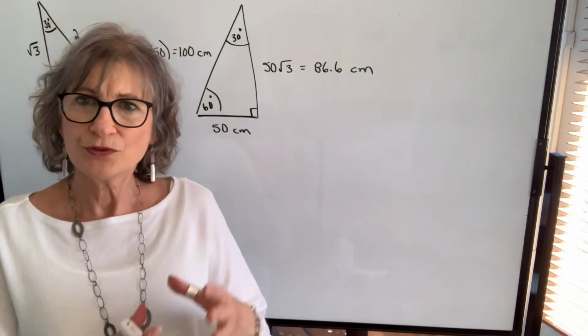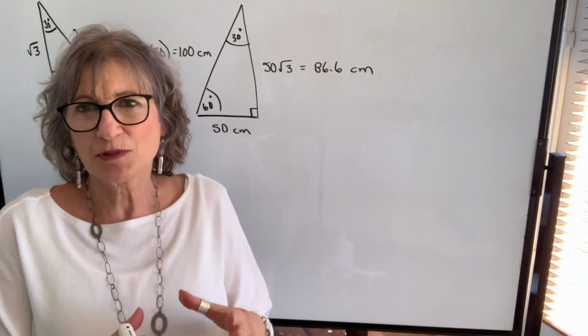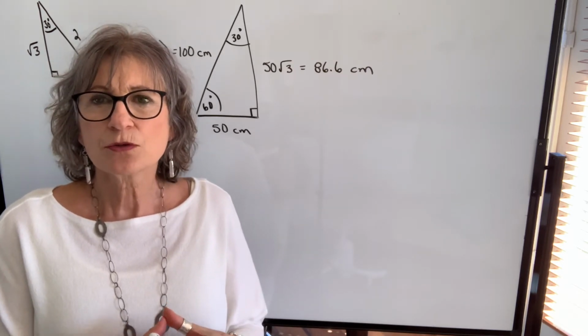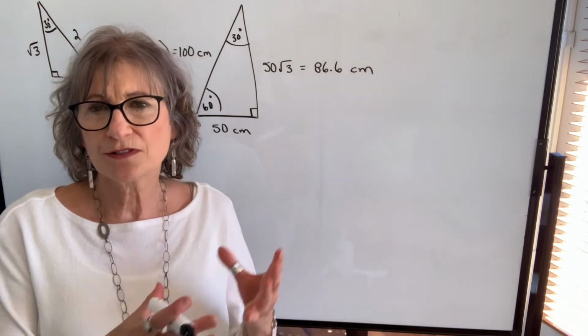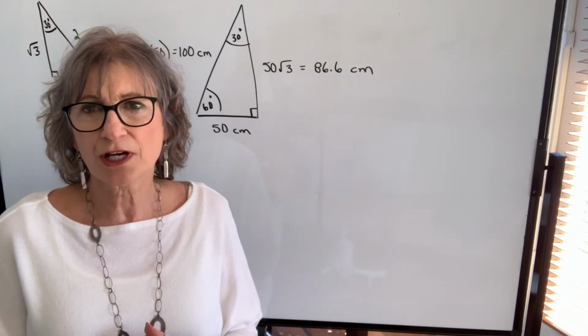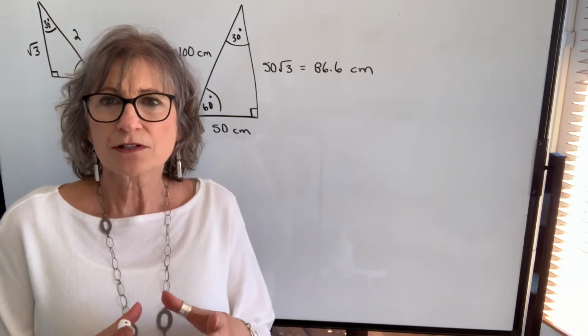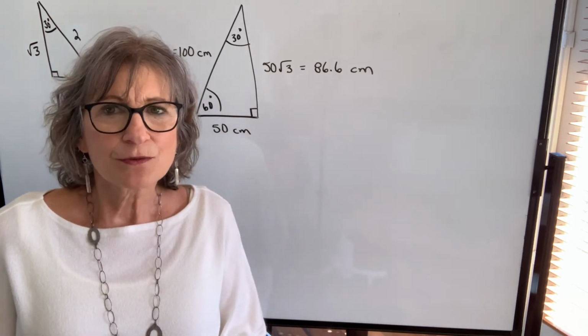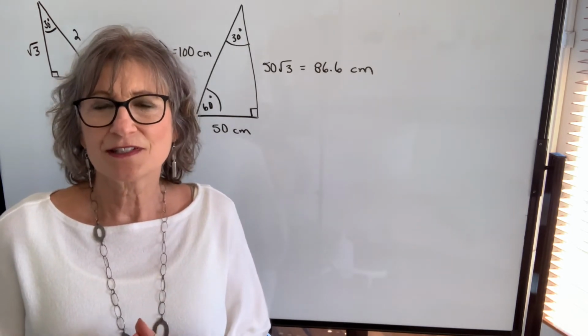Now the problem with doing it this way is that sometimes people get confused about when they multiply and divide by root 3 and 2. So another option is to do these calculations using similar triangles. Two triangles are similar if they contain the same angles. The lengths of the sides don't need to be the same, but the angles need to be the same.